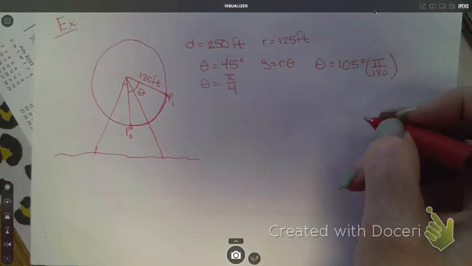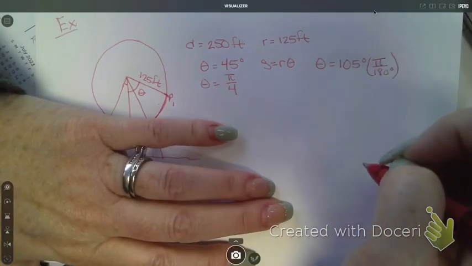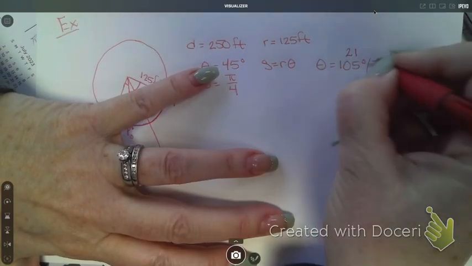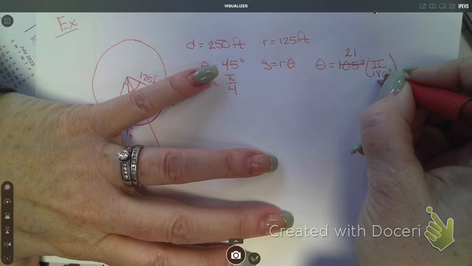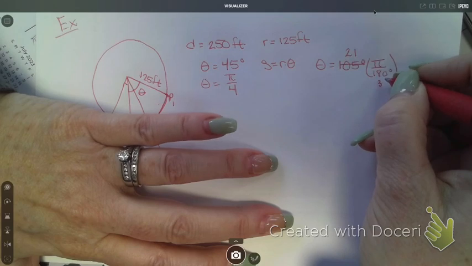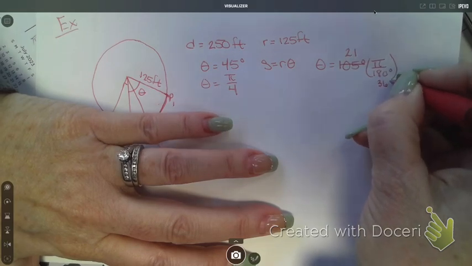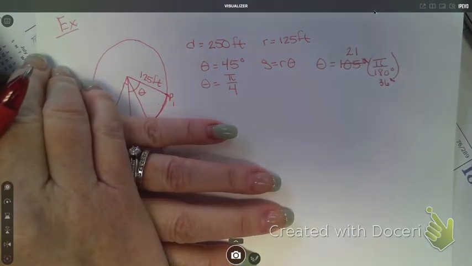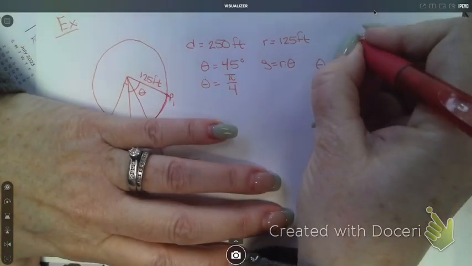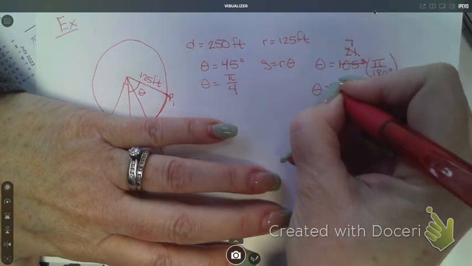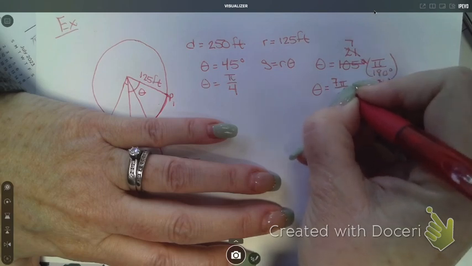What goes in both 105 and 180? 5. So this would be 21. And this would be 35. Right? 36, thank you. Can I reduce it now? Oh, my degree's reduced. Can I reduce it more? 3. So I get 7 and 12. So theta here is 7 pi over 12.